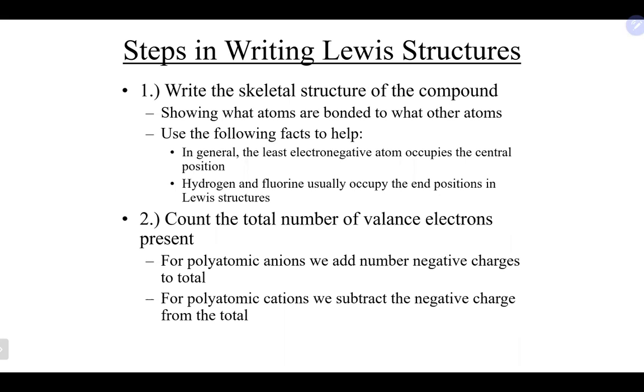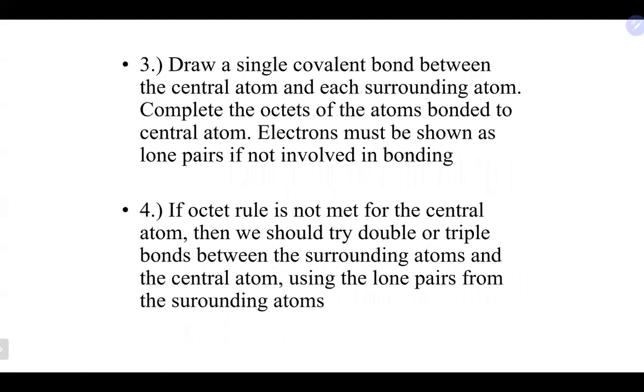So you need to subtract that from your total. If something has a negative charge, it means it gained electrons, so you need to add that to your total. Once you have the logical arrangement going and know how many electrons, you're basically going to make one single bond from the center atom to each of the outside atoms.